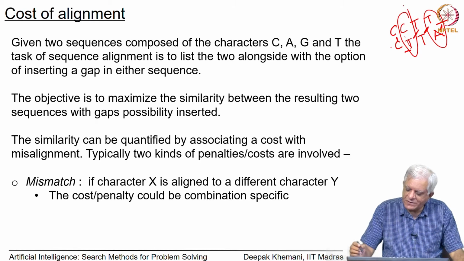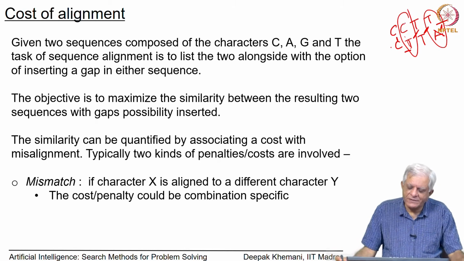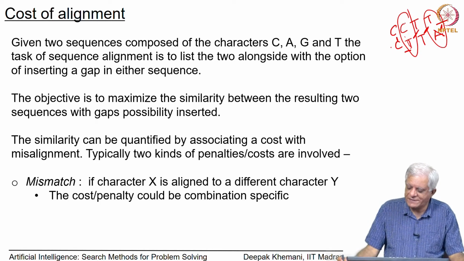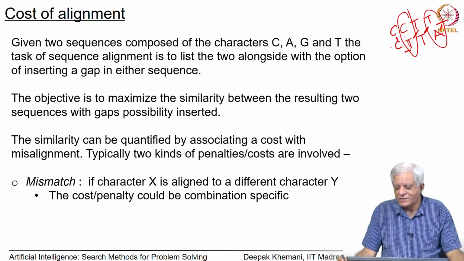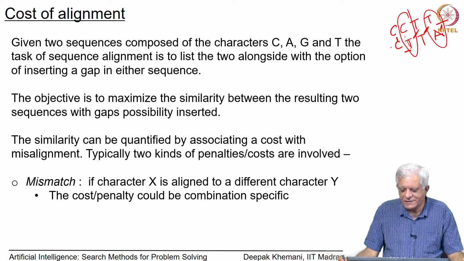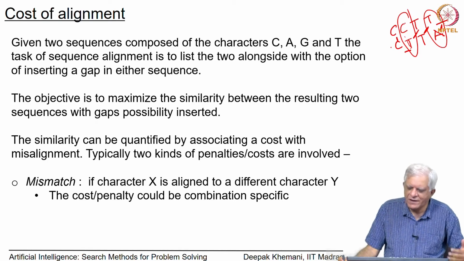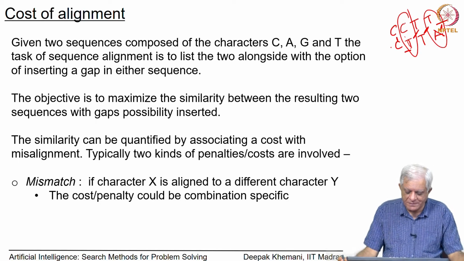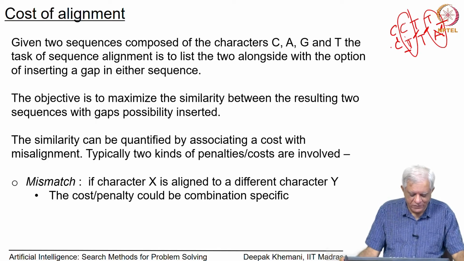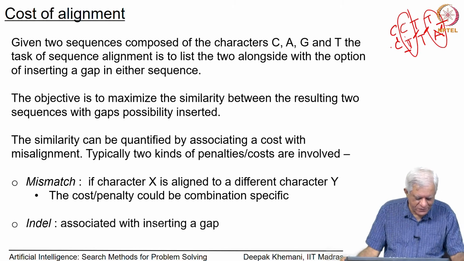So, how much should be the cost? The cost could be uniform. It could say that if there is a mismatch, there is so much cost, or the cost could be combination specific. It could be that if you are mismatching C with T, then there is a certain cost, but if you are mismatching T with A, then there is a different cost. That depends on how closely you have formulated your problem, and what is the notion of similarity that you are looking for. We will see some examples as we go along.